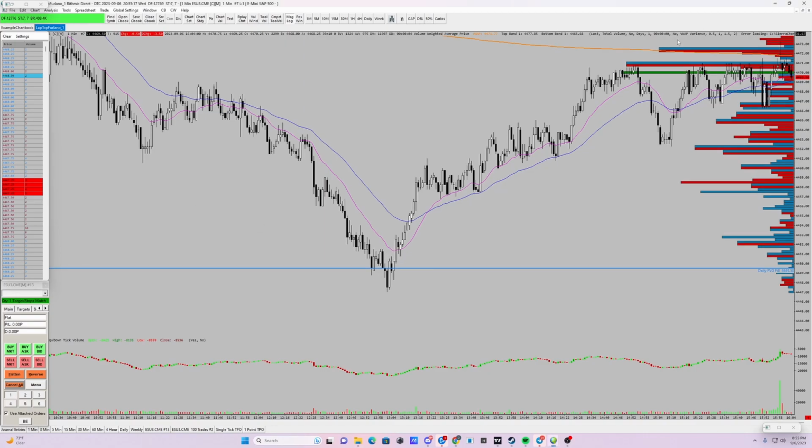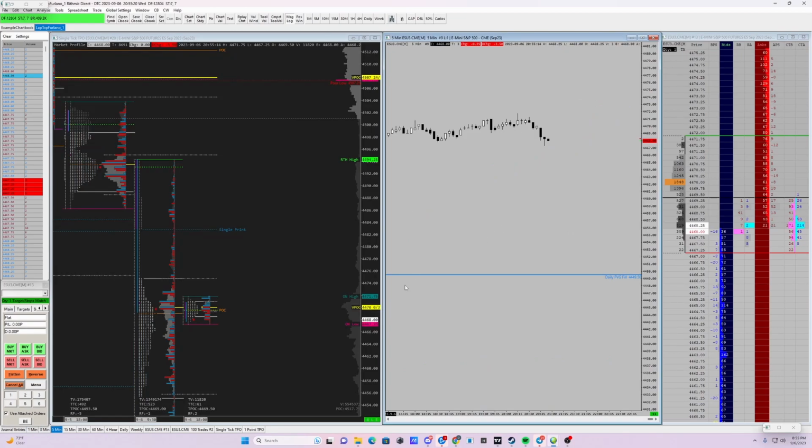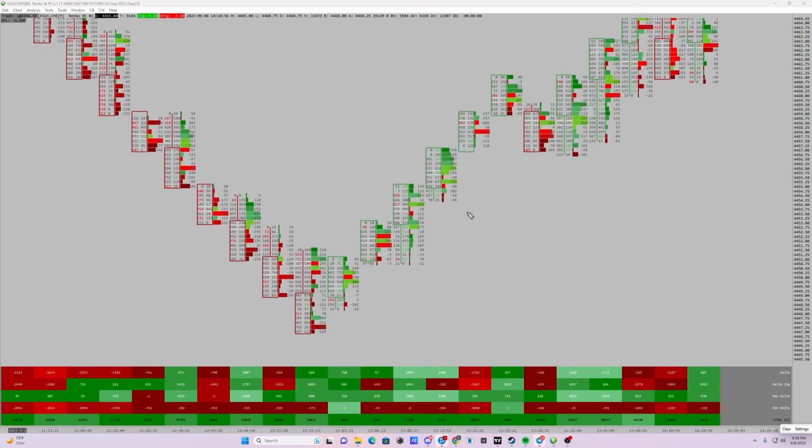Now I need to look for an entry. I like to go to my footprint charts for my entries. Right here, once price starts moving up like this, I want to buy all of these blocks here. This is where buyers and sellers were competing against each other.